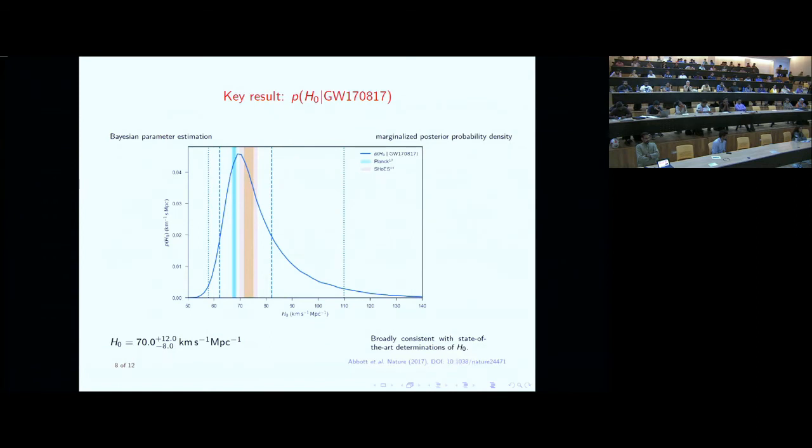However, and I'd like to stress this, our estimate is totally independent of the cosmic distance ladder. So it's an independent estimate that is consistent with other existing estimates. And in principle, by combining estimates from future events, we can get more precise estimates, and we might be able to favor one value of the Hubble constant over another.